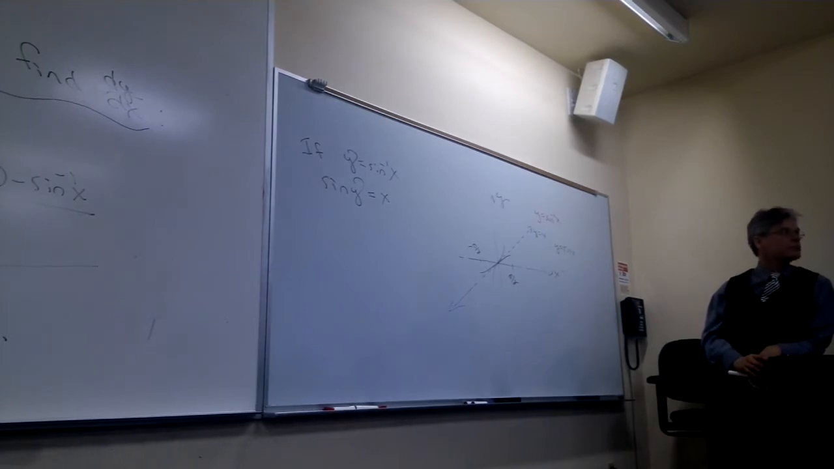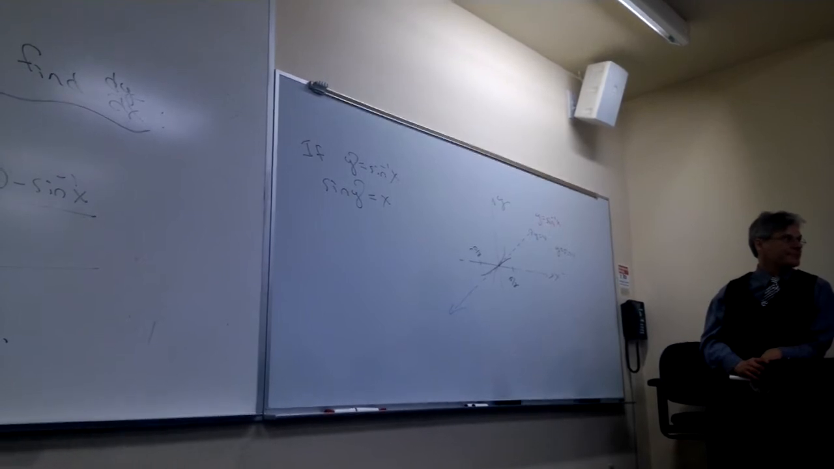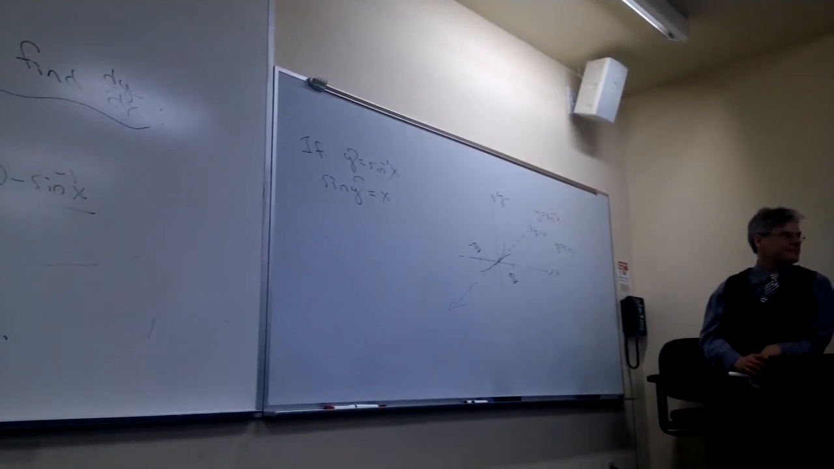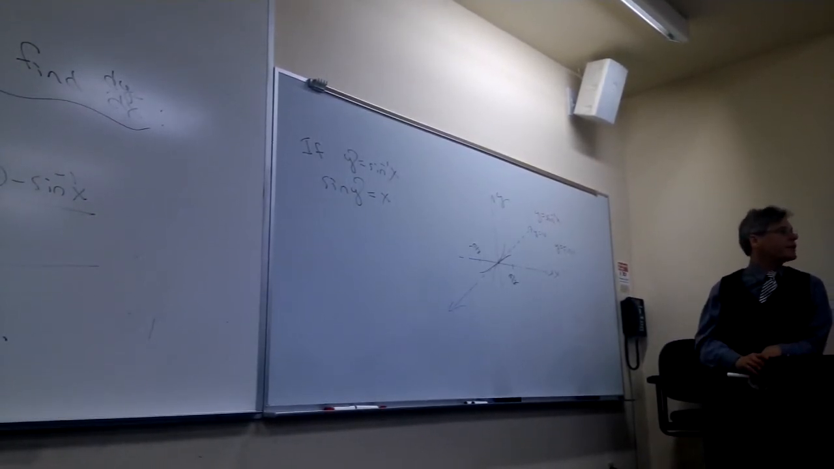And then my other thing, was the inverse the one where you can just switch x and y? That's exactly what's going on. I agree completely. That's why it's a reflection through the line y equals x.